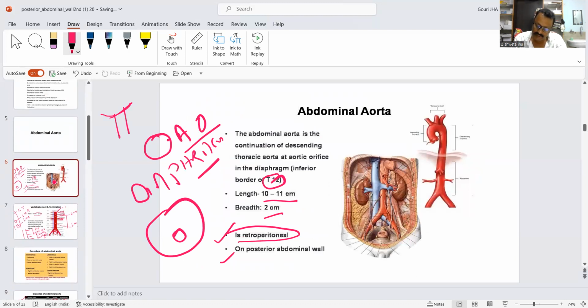See this one. This is the right side. We have the abdominal aorta, then we have the inferior vena cava. This is the inferior vena cava. We have the abdominal aorta over here, and we could appreciate the sympathetic trunk over here.